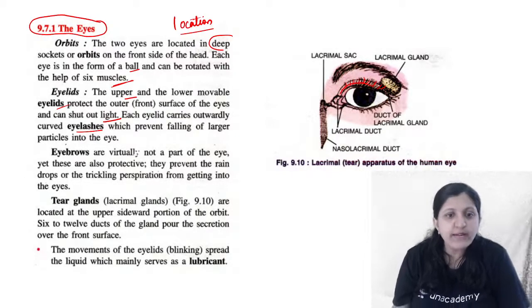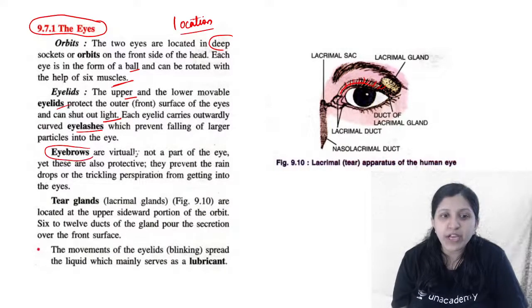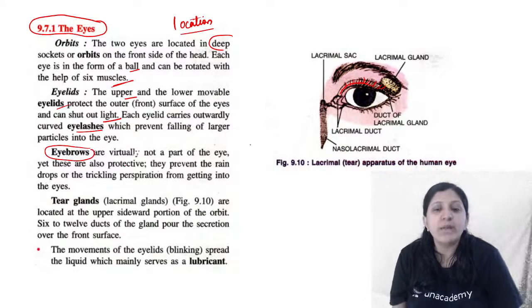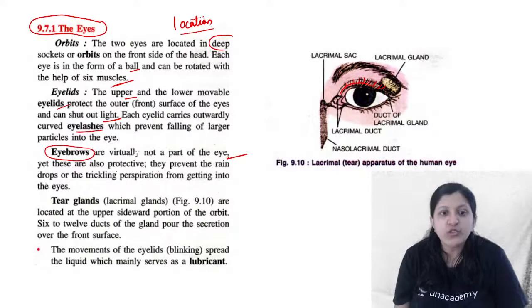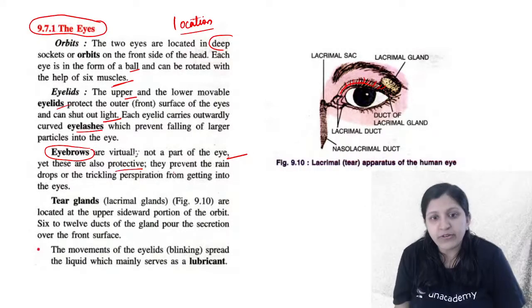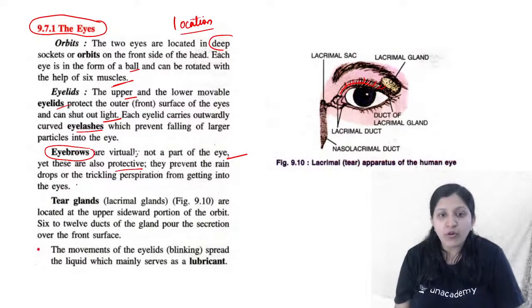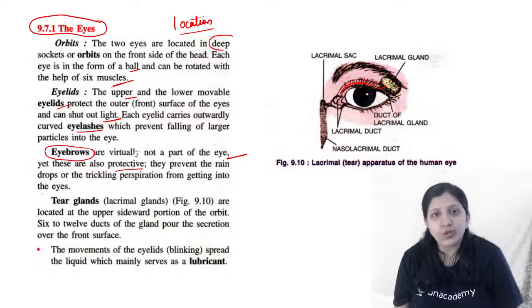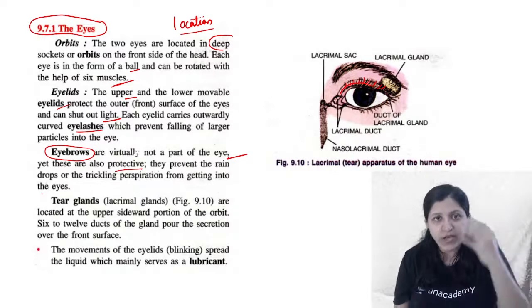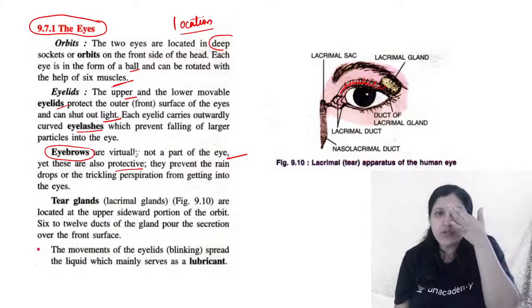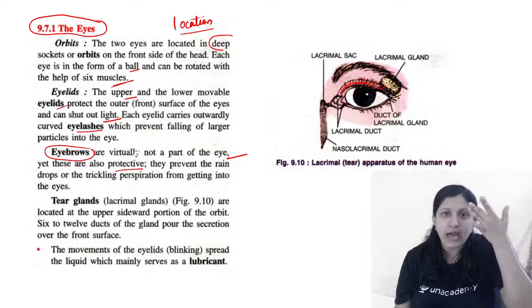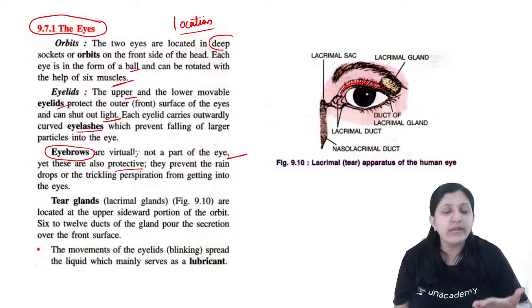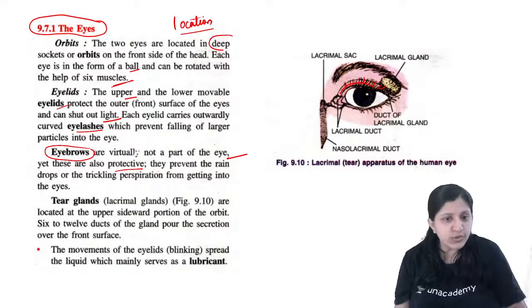Other than that, the eyebrows, when we mention them, are virtually not a part of the eye, yet they are also protective. They prevent the raindrop or the trickling perspiration from getting into the eye. Let's say you are sweating, or it is raining; to some extent the eyebrows are going to prevent that from falling into your eyes.